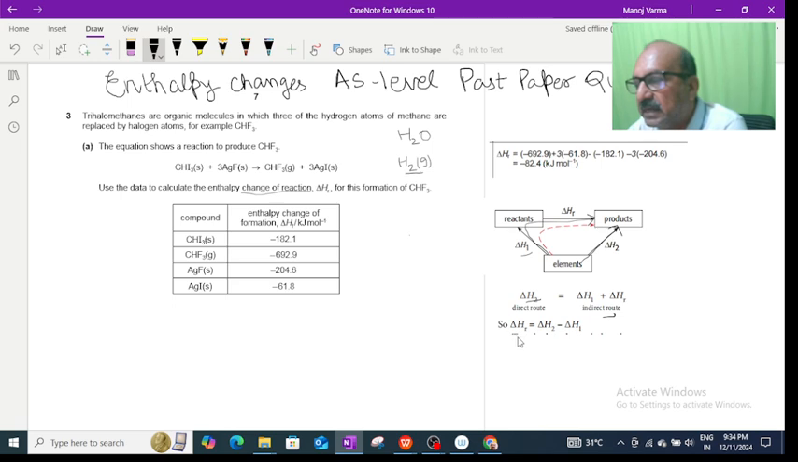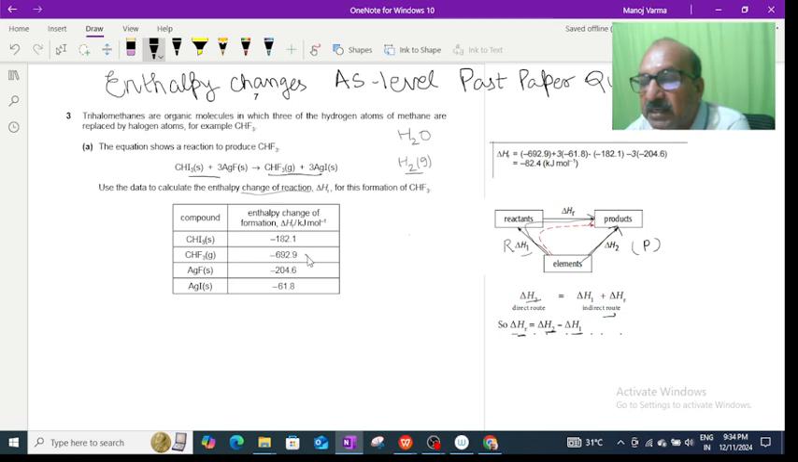So you can see that delta HR is equal to delta H2 minus delta H1. Delta H2 refers to the products and delta H1 refers to the reactants. So we have to subtract the reactants from the products: products minus reactants. Here these are the products and these are the reactants. So for CHF3, what is the value?